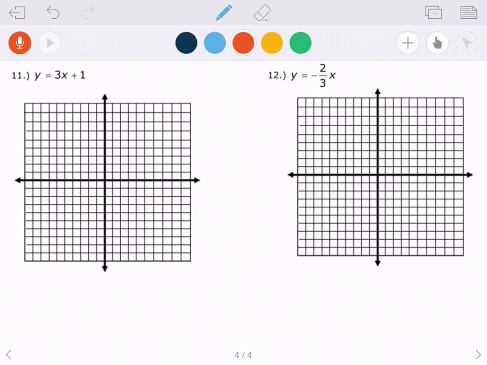So why don't you go ahead and pause the video and try these next two on your own, and unpause it when you are done.